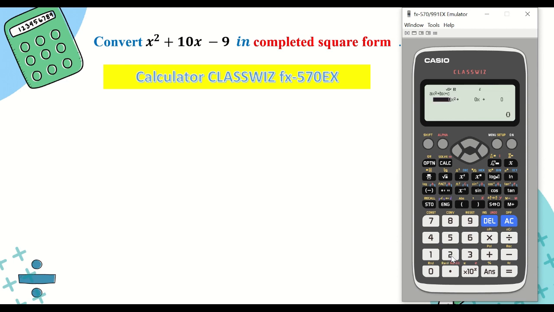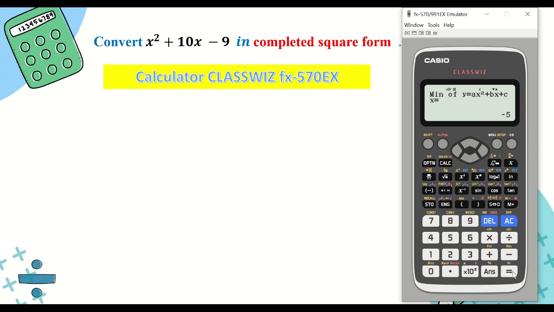We input the quadratic expression into the calculator: the coefficient of x squared is 1, the coefficient of x is 10, and the constant is minus 9. Then we press the equal sign and you will get the roots of the quadratic expression. But this value is not what we want. We want to find the maximum or minimum point of this quadratic expression, so we just press the equal sign.